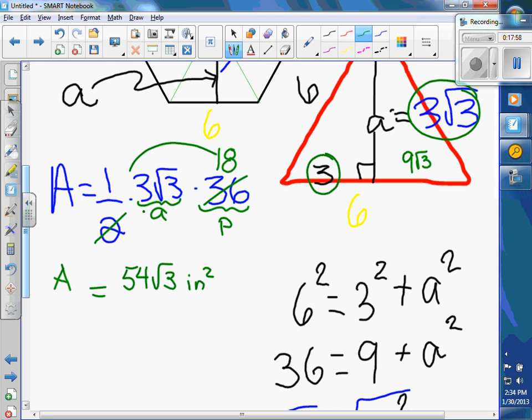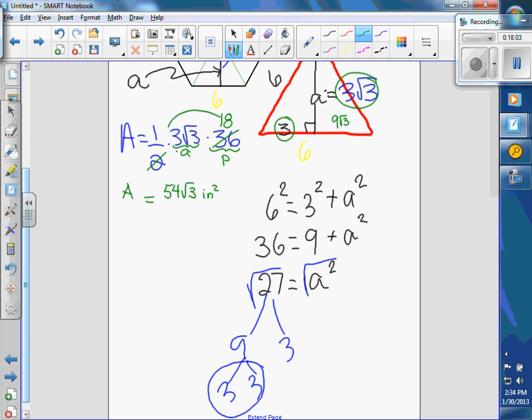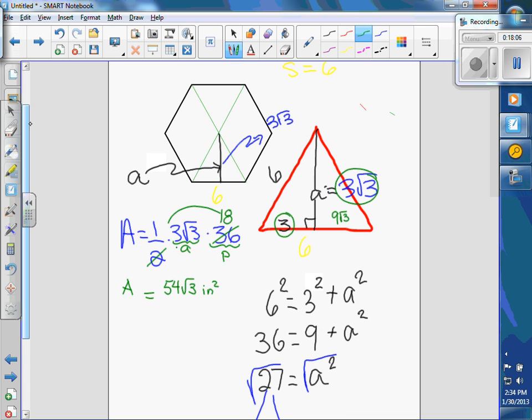And how many triangles are there? 6, right? So each triangle is 9 root 3. Do you see that? So there's 6 triangles. 6 times 9 is 54. 54 square root of 3. I just said 6 times 9, just showing you could go either way.